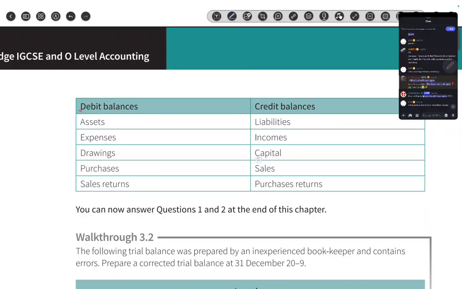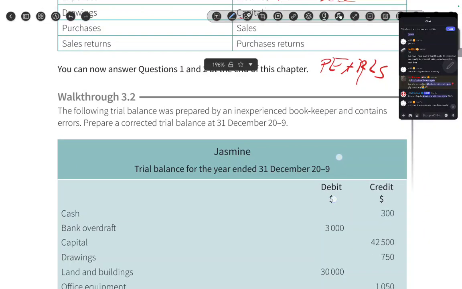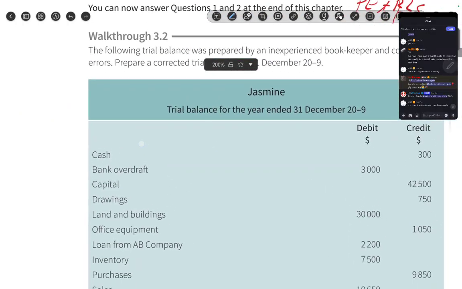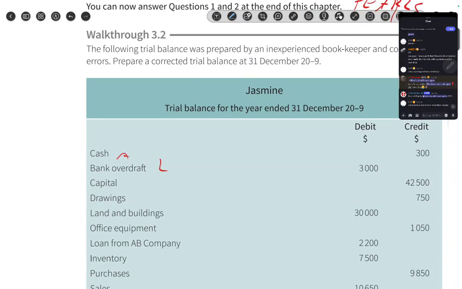Capital is credited, C for capital, C for credit, D for drawings, D for debit. Very simple. Incomes, I said revenue, part of the mnemonic PEARLS, very simple, very easy. And then this is again an asset, so it's going to be debited. This is a liability, it is going to be credited. Capital is credited. Drawings debited.